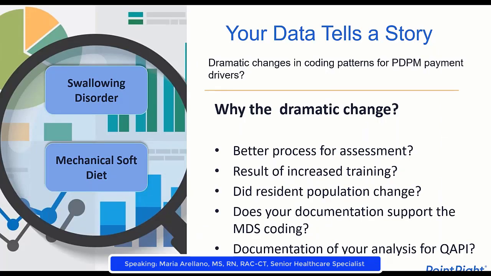Along the same lines, same goes here for swallowing disorder and mechanically altered diet. If there are dramatic increases here, again, is it a better process for assessment, a result of increased training? Are you seeing more certain types of residents? Again, this could be possible, certainly in the latter quarters related to COVID. Maybe we are seeing some changes in the types of residents we see. We know there's been a decrease in admissions from the hospital, decrease in elective surgeries. So surely this is potentially a legitimate explanation, but you don't know until you get in there and look. And again, making sure you're documenting this. You've got the documentation to support the coding and the documentation to support your analysis in your QAPI.